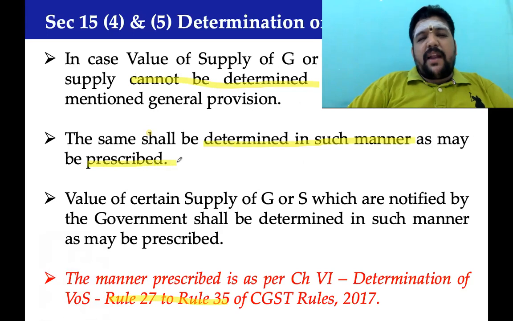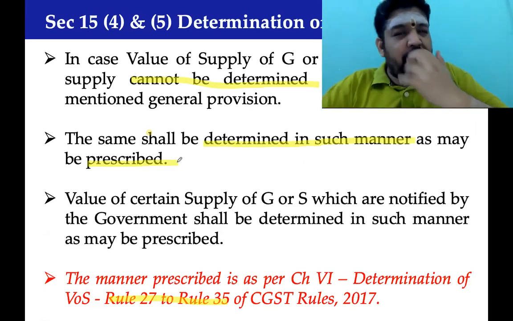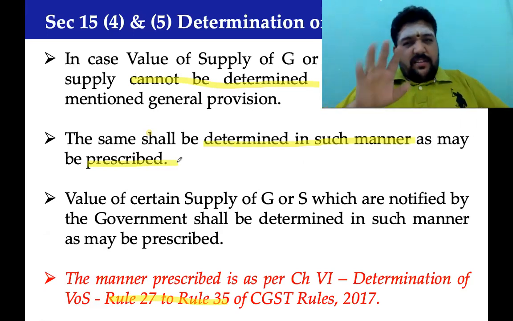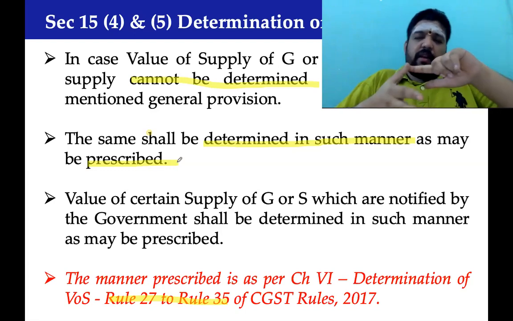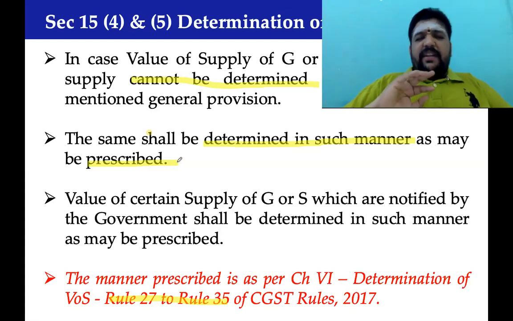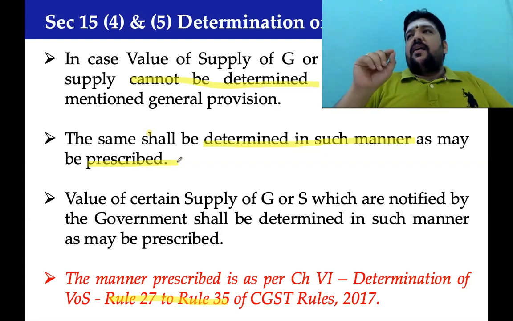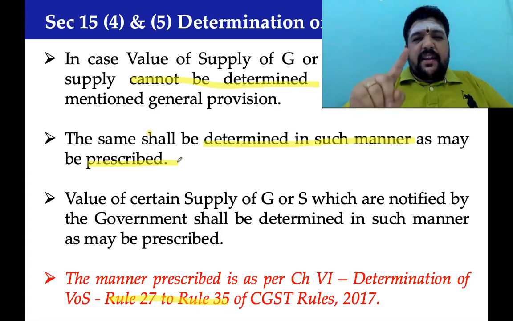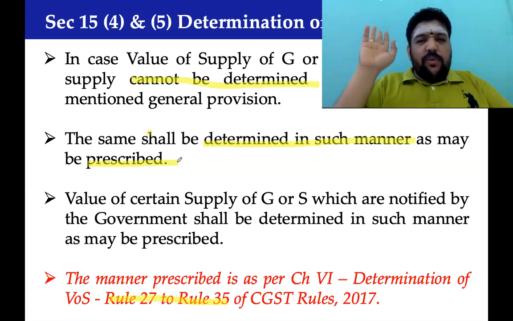Sir, what is the manner prescribed? That is rules 27 to 31. We will discuss your manner prescribed in rules 27 to 31. That is, if the supplier and recipient are related, 15(1) is not satisfied. 15(4) will take you to the rules.